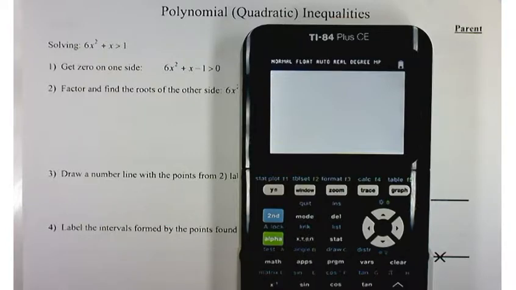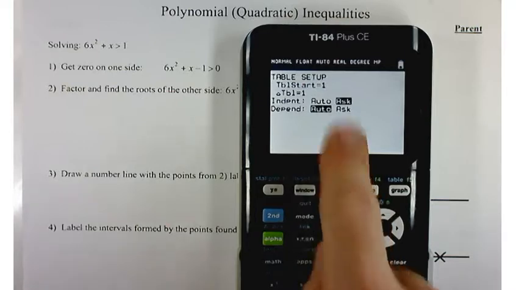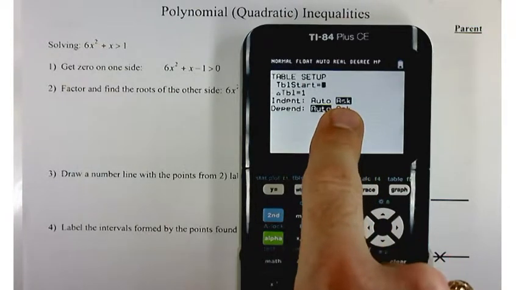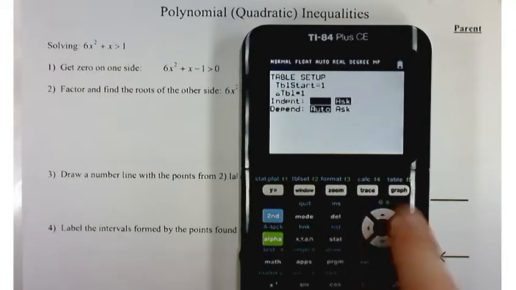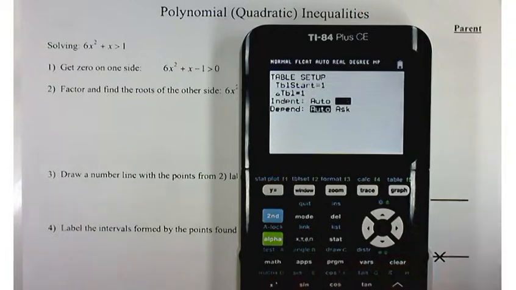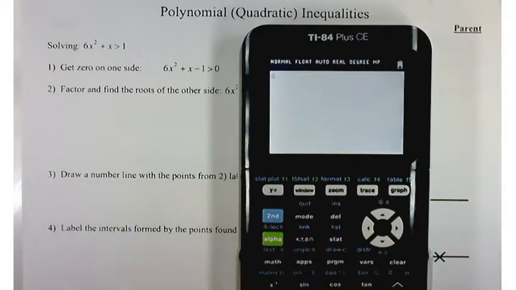Just to review, because I'm recording this, your setup on your graphing calculator should be this. You hit the second key, then the window key. Make sure that the independent is set to ask and the dependent is set to auto. If it's set to something different, just cursor over there and then press enter. When you're done with that, you can quit. So you can hit the second key, then the mode key, and exit out of there. You'll be fine. We're going to solve in this section quadratic inequalities.